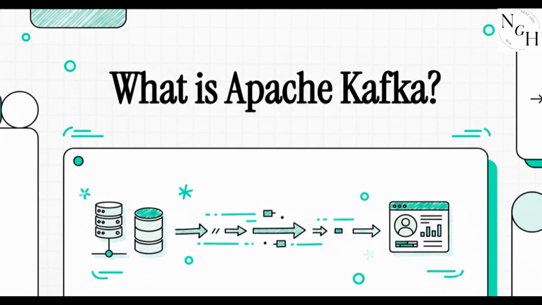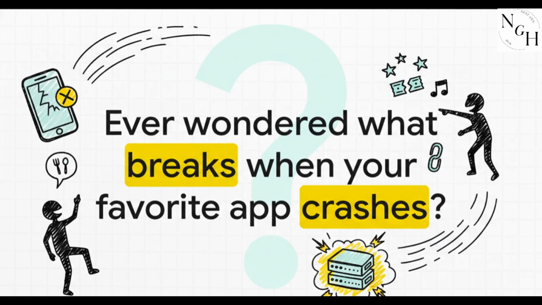Today, we're going to pull back the curtain on the technology that stops your favorite apps from crashing during their busiest moments. It's called Apache Kafka, and you're about to find out why it's one of the most important pieces of software running the world today. You've been there, right? It's so frustrating. You're trying to order food during the big game, or maybe you're grabbing concert tickets the second they drop, and bam, the app just freezes.